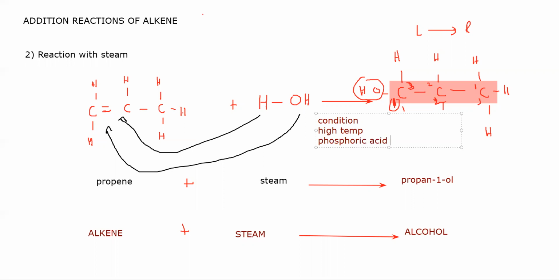Phosphoric acid is a catalyst. Sir, why do we use this specific catalyst, like for the last question, nickel, and for this one, phosphoric acid? Because there are two reasons for selecting a catalyst. Number one is the availability of the catalyst. Number two is the cost of that specific catalyst.